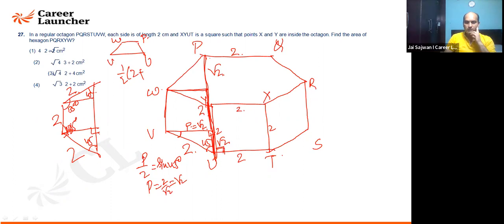What is the length of this? What is the length of PU? So I'll say it is 2 root 2 plus 2 is the length of it. Have a look. Please ask if there is any doubt.